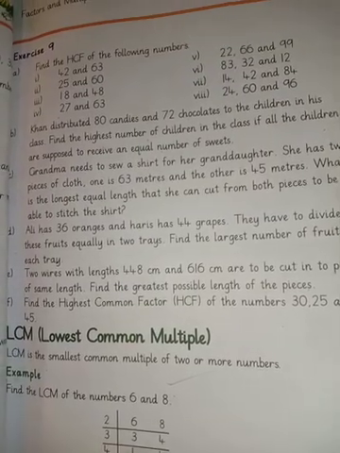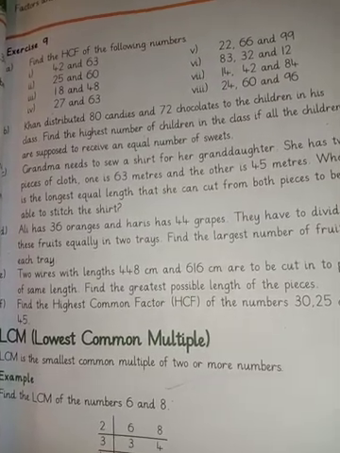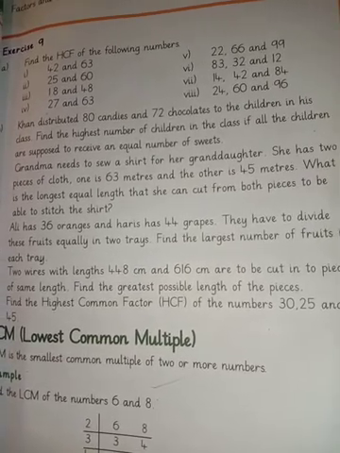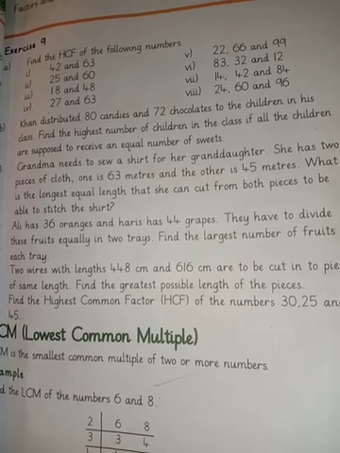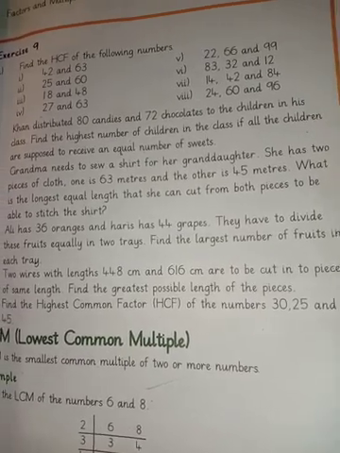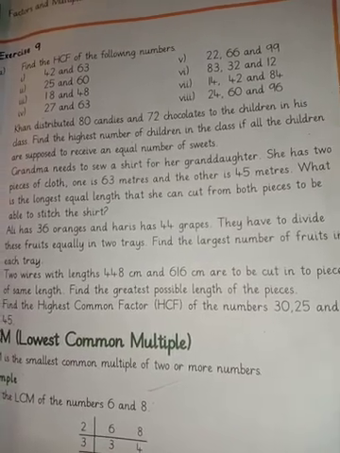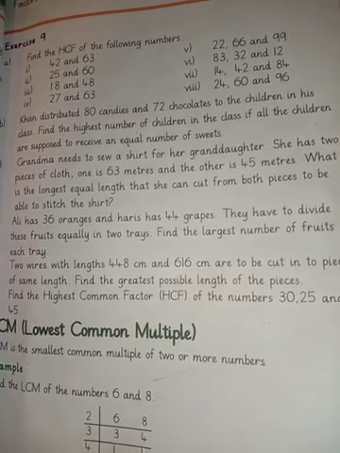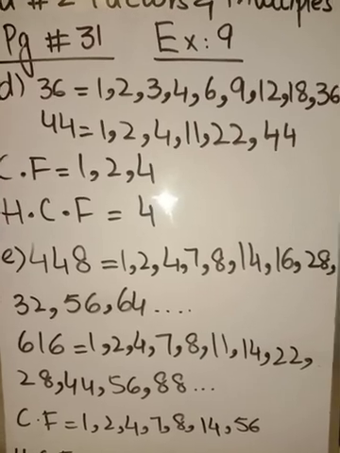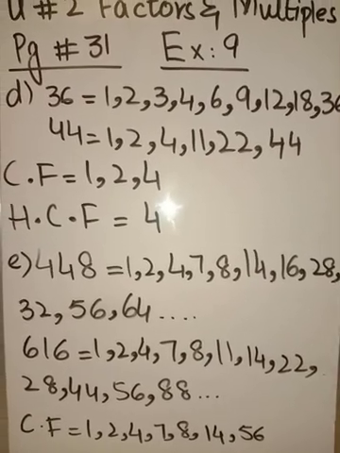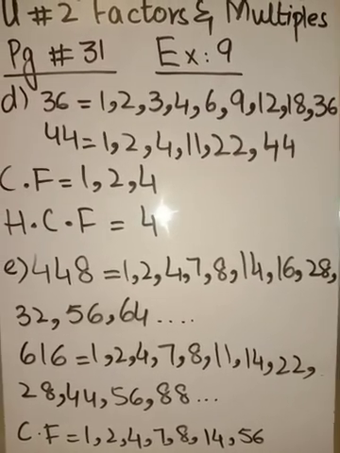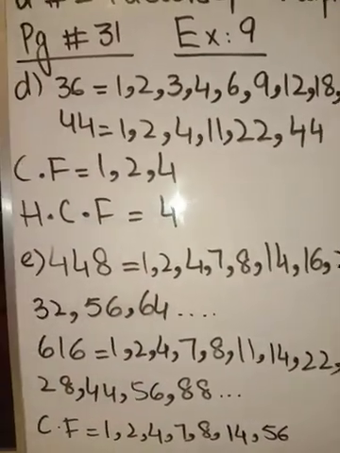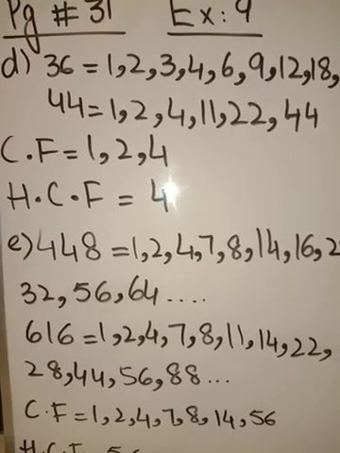Now moving towards part D. Ali has 36 oranges and Haris has 44 grapes. They have to divide these fruits equally into 2 trays. Find the largest number of fruits in each tray. Largest number means you have to find the HCF here, and we have 36 and 44. Now find the factors of 36 and the factors of 44. We got 1, 2 and 4 as common factors and the highest factor will be 4.